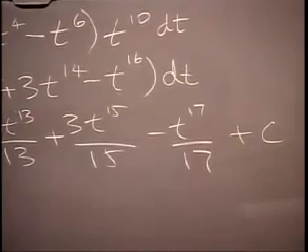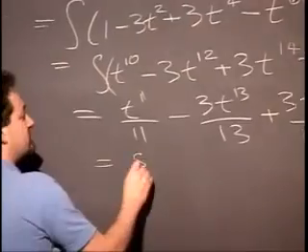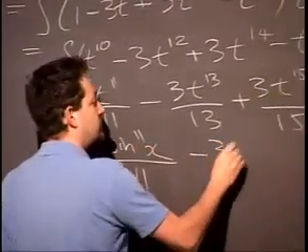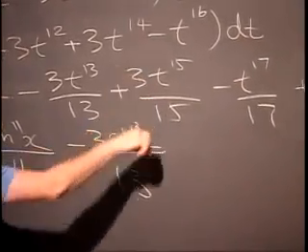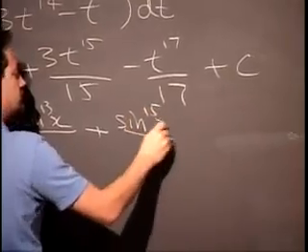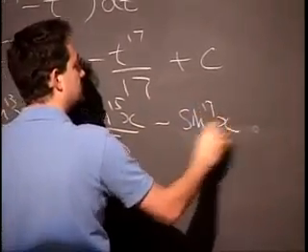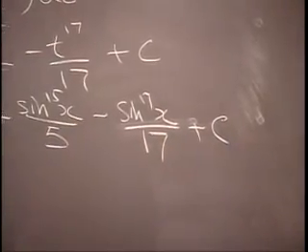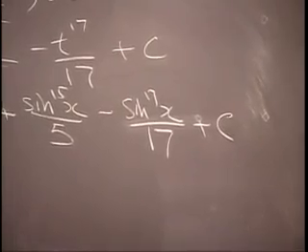And all that's left is to replace the t by sine x again. So you'll get sine x 11th power minus 3 sine 13th power. I guess 3 over 15 I'll cancel to 1/5. And then there's a 17th power plus a constant. That same technique is going to work for any time when one of the powers is odd.